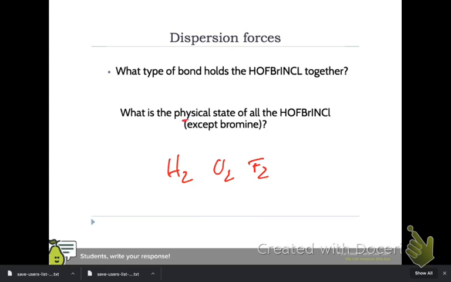So what is the physical state? Is it a solid, liquid, gas, or is it aqueous? Of all the Hofbrinkel, with the exception of bromine, we'll see that at STP, that standard temperature and pressure, these guys exist as gases.